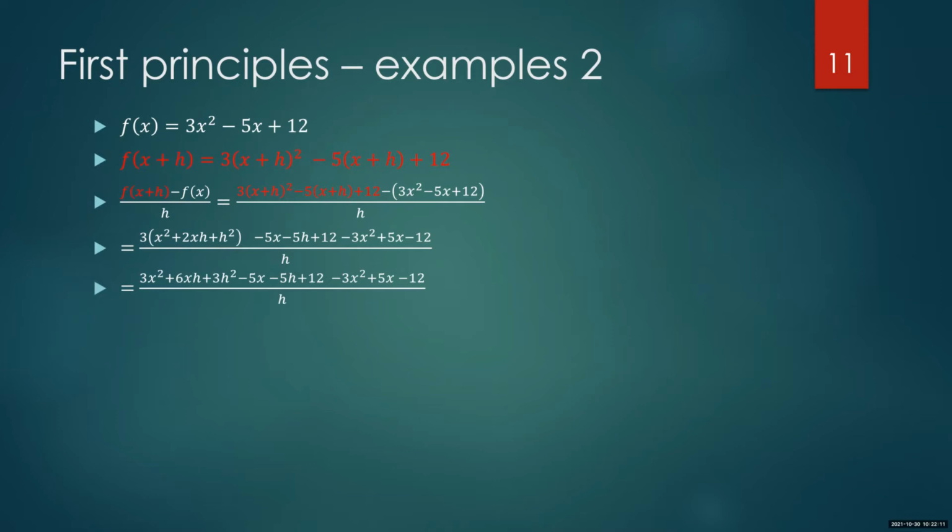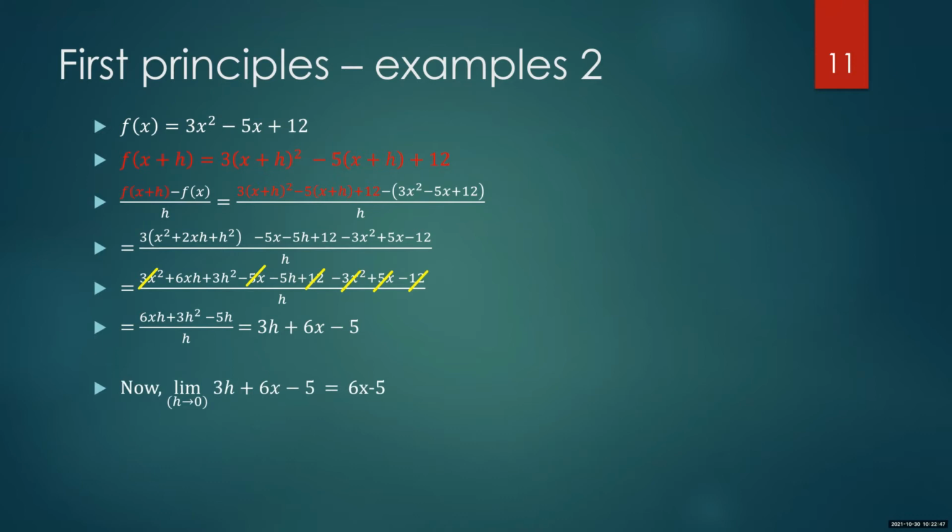And so really all I'm doing here is just doing the algebra workings. And we can see that when we multiply everything out, we can start knocking off the x squareds and the x's, and the 12s cancel. And so that leaves us with 6xh plus 3h squared minus 5h all over h. And that becomes 3h plus 6x minus 5.